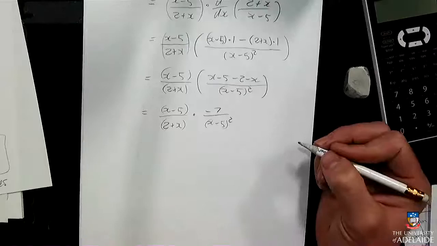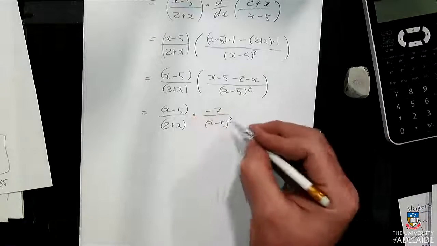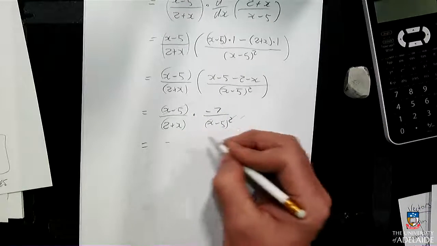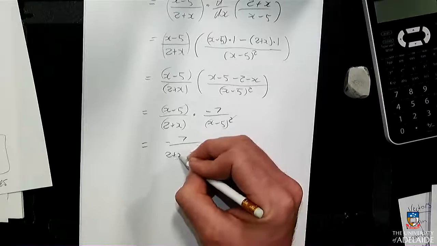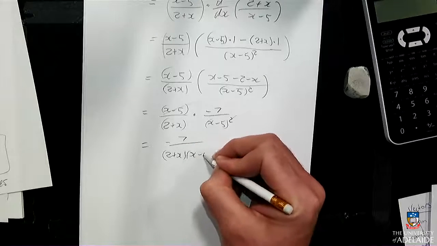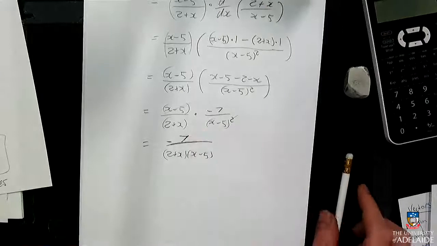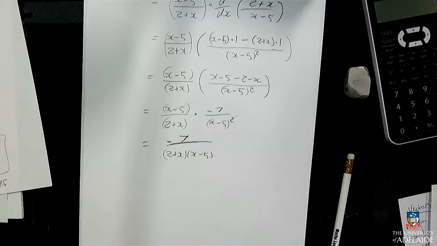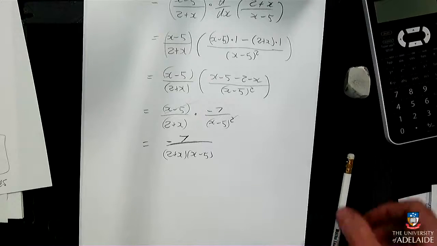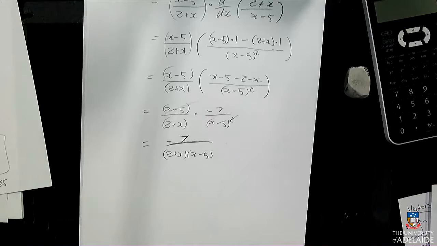Okay. Oh, and I guess that cancels with that. So we get minus 7 over 2 plus x times x minus 5. What an interesting answer. Wow, that's kind of cool. Not what I was expecting, but there it is. No point expanding out a denominator. If you really feel comfortable, you could put it at x plus 2 first.